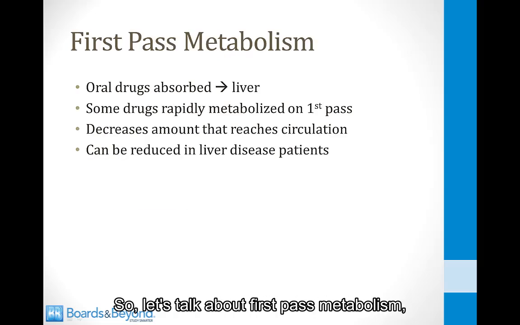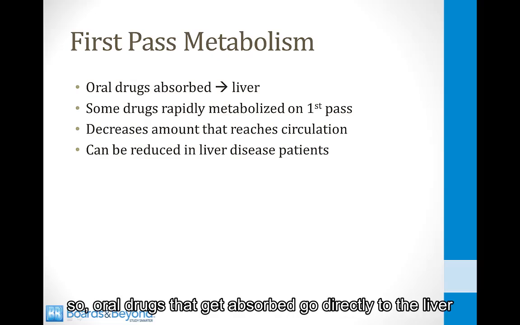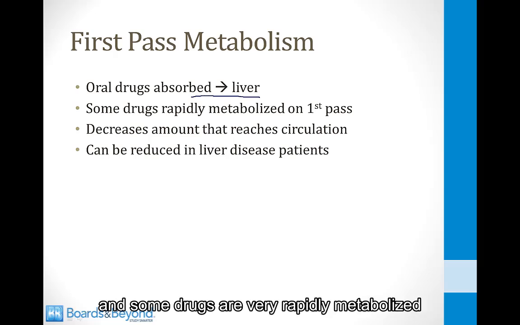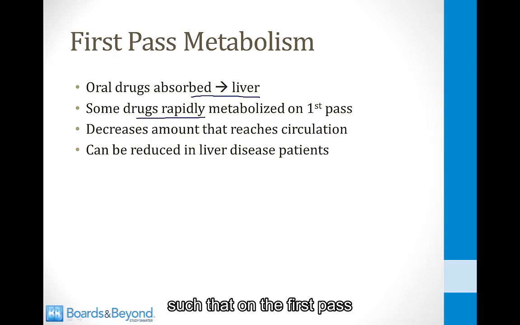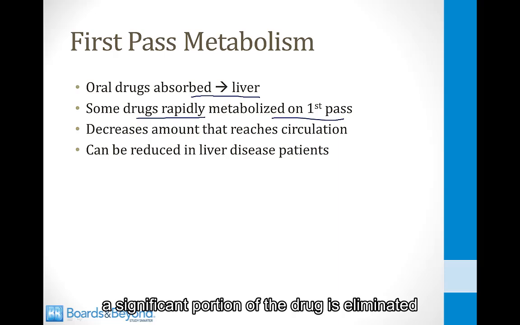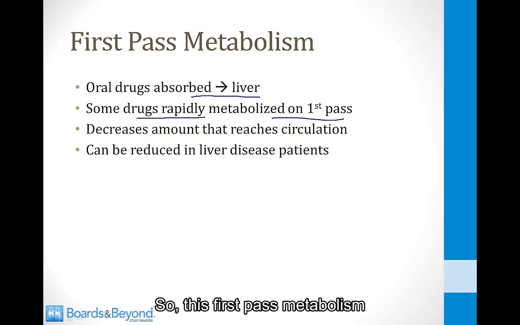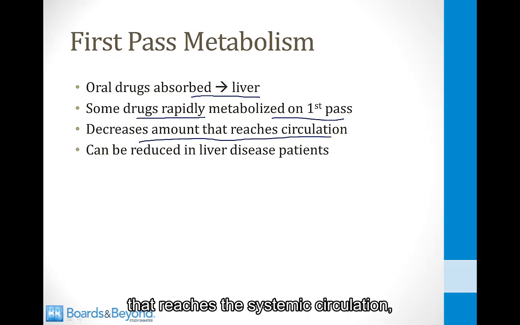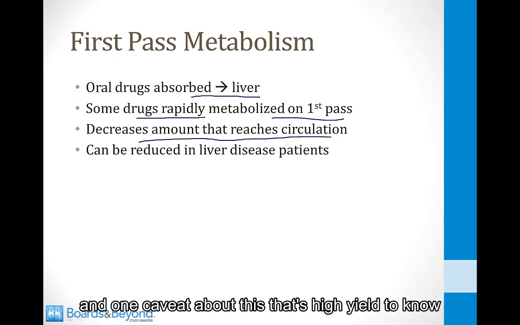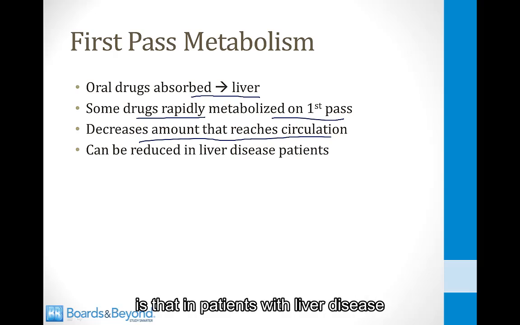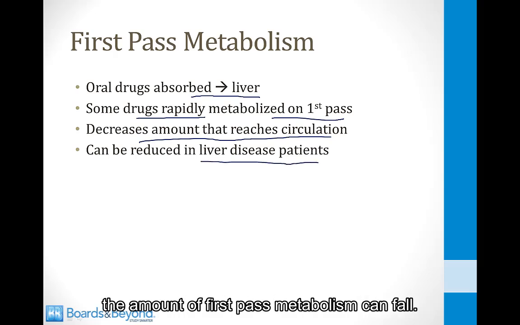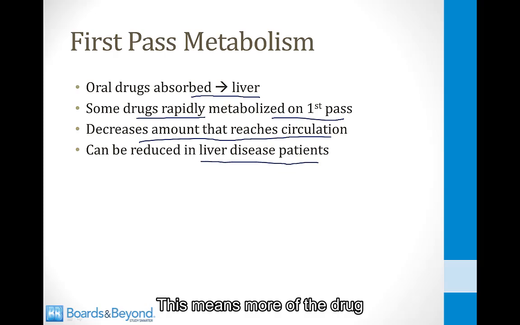So let's talk about first-pass metabolism. So oral drugs that get absorbed go directly to the liver, and some drugs are very rapidly metabolized such that on the first pass, a significant portion of the drug is eliminated before any of the drug gets to the systemic circulation. So this first-pass metabolism can decrease the amount of drug that reaches the systemic circulation. And one caveat about this that's high yield to know is that in patients with liver disease, the amount of first-pass metabolism can fall. This means more of the drug may reach the systemic circulation than you would ordinarily expect.